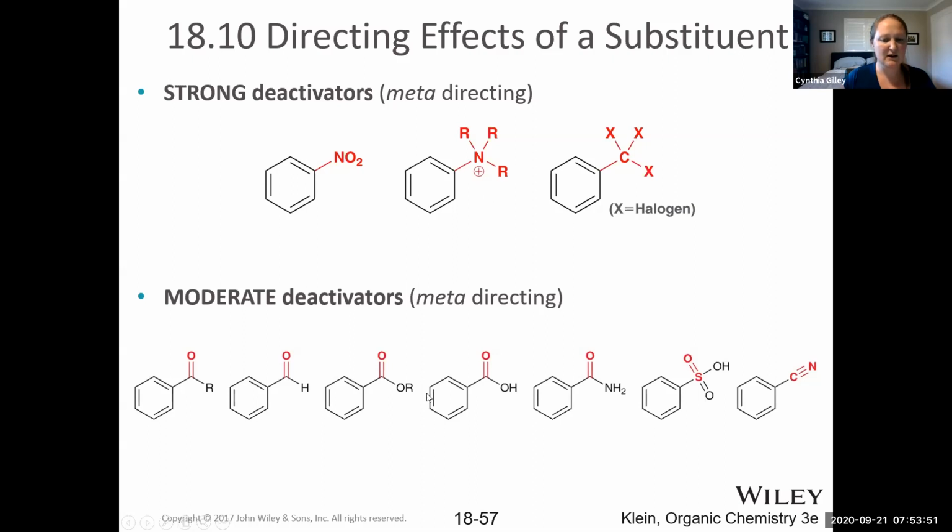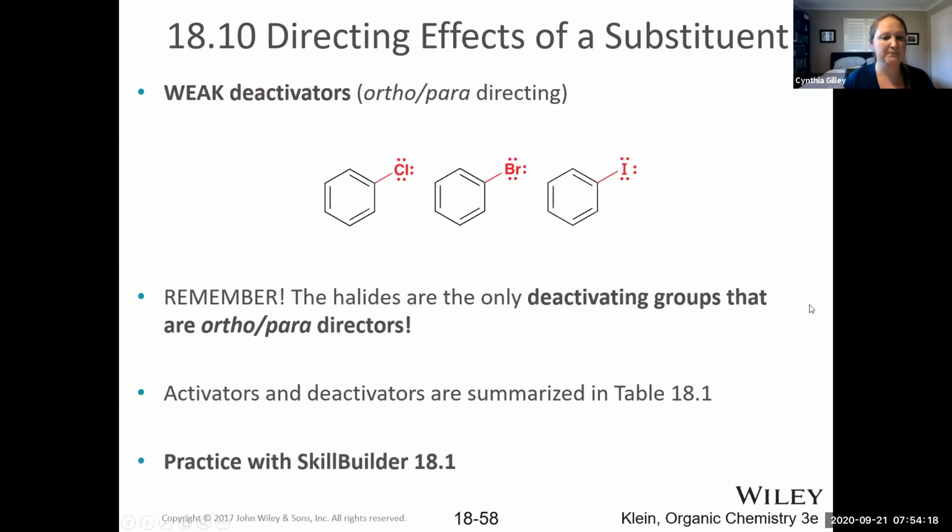The moderate deactivators all have something in common. They have a carbonyl directly attached to the aromatic ring, right? There's no oxygen in between here, it's directly attached. So those are all of the functional groups like ketone, aldehyde, ester, carboxylic acid, amide, or even sulfonyl. Think of this as kind of like a carbonyl, or even a nitrile, which has a carbon-nitrogen pi bond as opposed to a carbon-oxygen pi bond. Remember, the halogens are the ones that are weird. Technically, they're deactivating, but still ortho-para directing. And so, you know, they're kind of in their own little world.